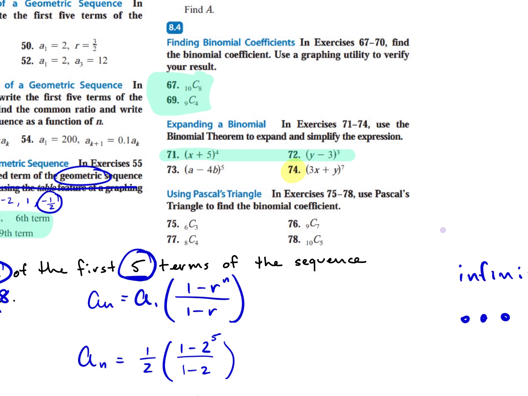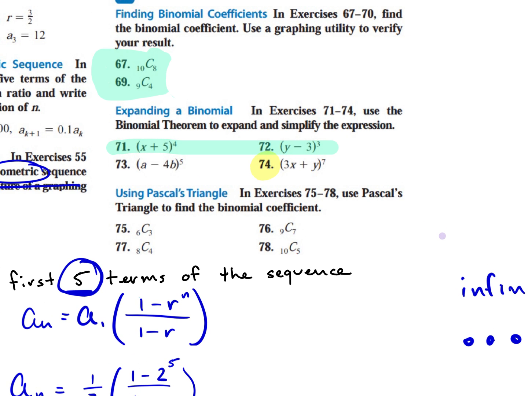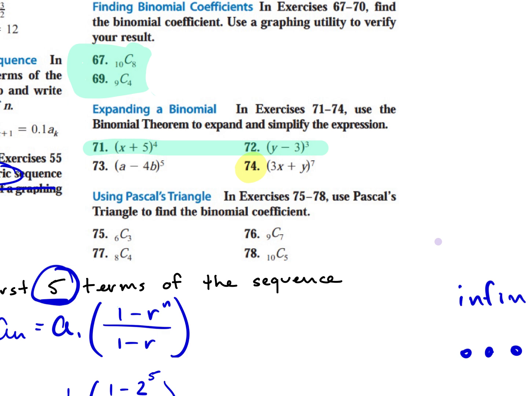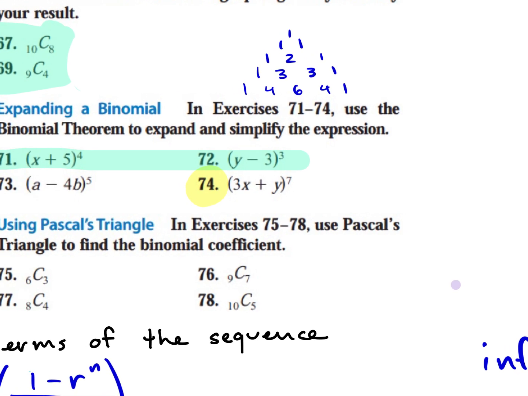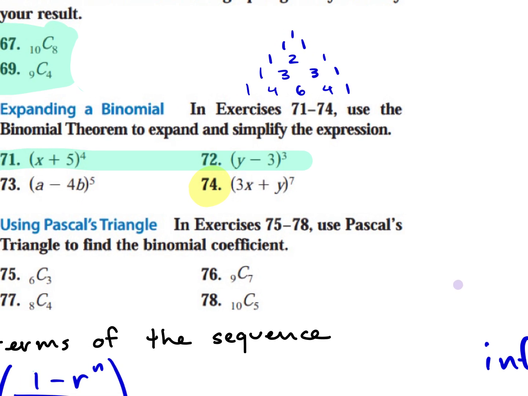Last one on this page is 74. It says, use the binomial theorem to expand and simplify the expression. This is Pascal's triangle. So we've got a little triangle of ones. Our next row would be 1, 2, 1, 1, 3, 3, 1, 1, 4, 6, 4, 1, and so on. This is the most recent thing, so I don't want to spend a lot of time doing it, but make sure you know how to do Pascal's triangle.